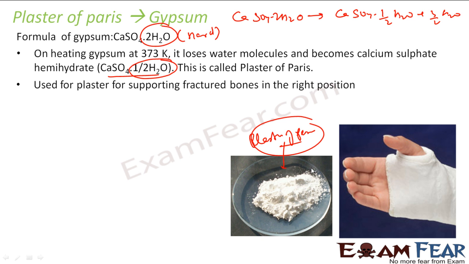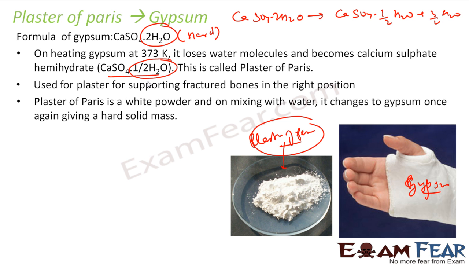Now on this, a doctor puts some water and it becomes hard, and this is my gypsum. The hard thing is gypsum. When you heat gypsum, you get this powdery thing, which is called plaster of Paris, and it is used for supporting fractured bones. It is a white powder. On mixing with water, it becomes gypsum, which is hard again. So you can convert one form to the other very easily.